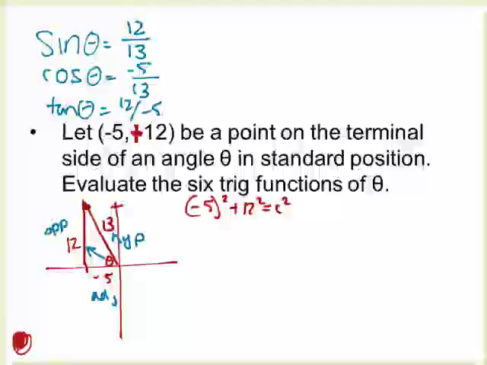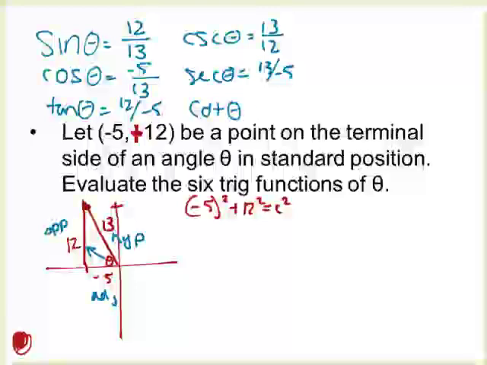The other three flip the first, so cosecant is 13 over 12. Secant is 13 over -5, and cotangent is -5 over 12.